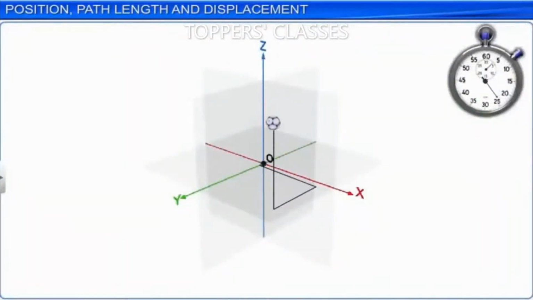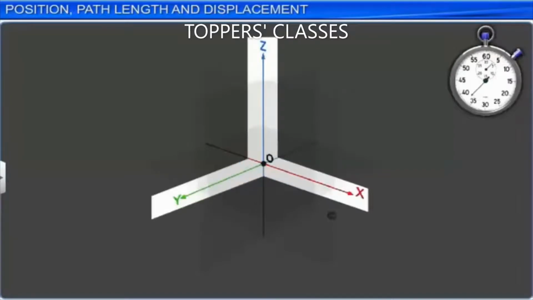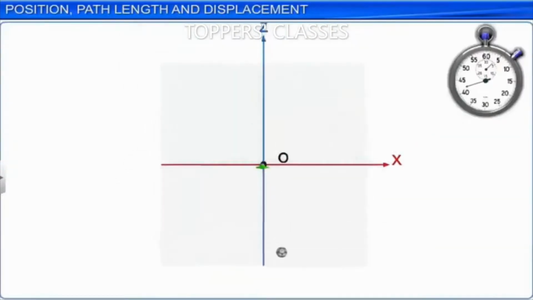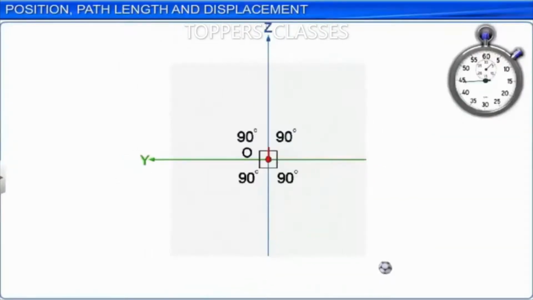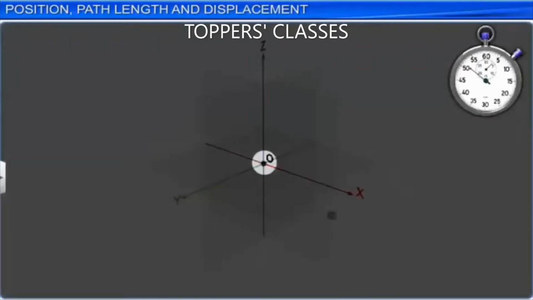The path length and displacement of a body depend on how its position changes with time. To specify the position of a body, we use a reference point with respect to a set of axes. The set of axes consists of three mutually perpendicular lines labeled as the x, y, and z axis. The point of intersection of these three axes is called the origin. The origin is used as the reference point for the body.